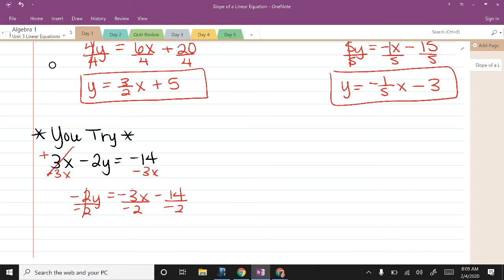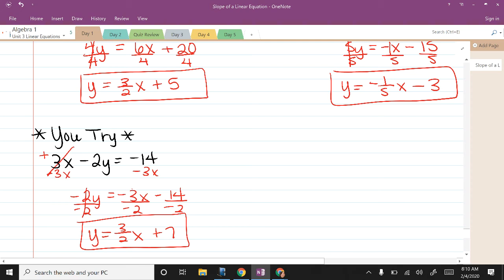All right, so don't think that it always changes the sign, because it just depends on what they are. Does that make sense? You have to do the math. So this one, a negative divided by a negative is a what? Positive. So that's a positive 3 over 2 x. Did y'all get that? And then negative 14 divided by negative 2 is what? Raise your hand if you got y equals 3 over 2 x plus 7. Y'all are too smart for me. Good job. All right, let's get out our graph paper.